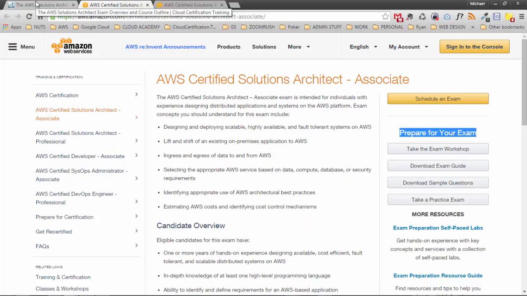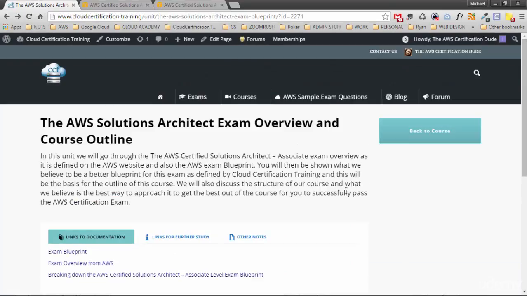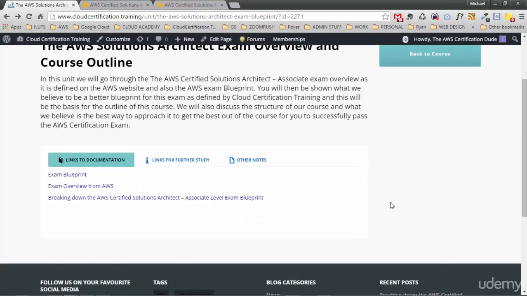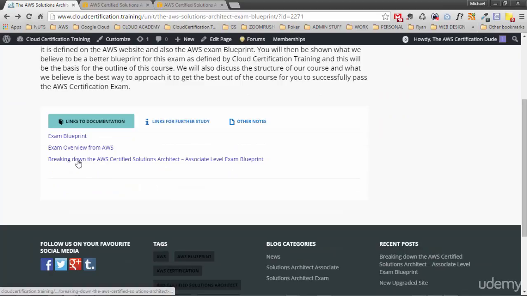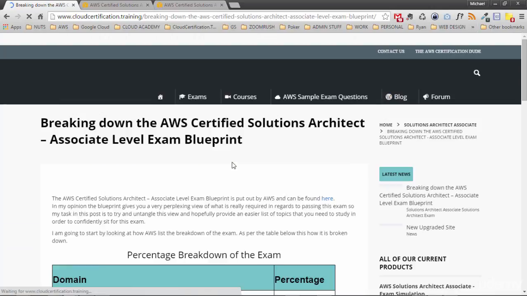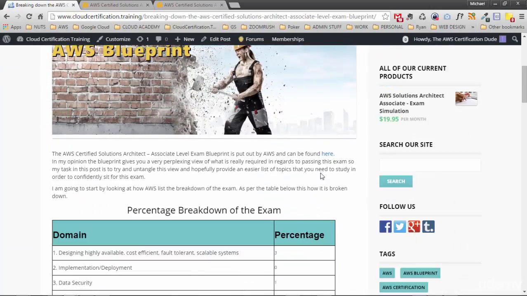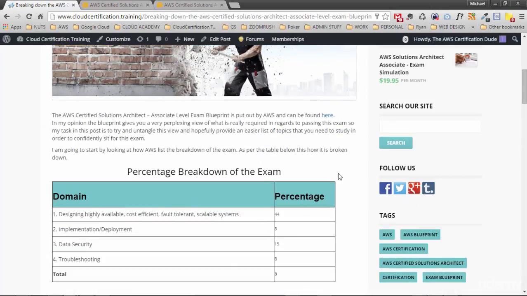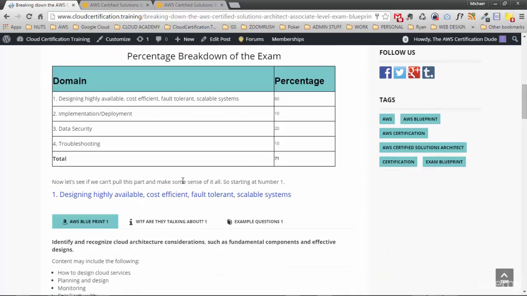But we would like to think that we have got a better study guide than that one. Taking nothing away from AWS, of course. But again, this link here is the third link there, breaking down the Solutions Architect. It's a post on our website in our blog, and it is what we will be using for the basis of this course. It's basically going to be the course outline.